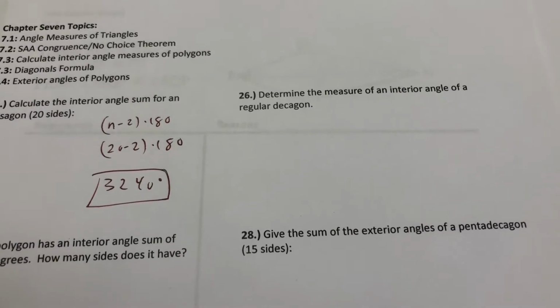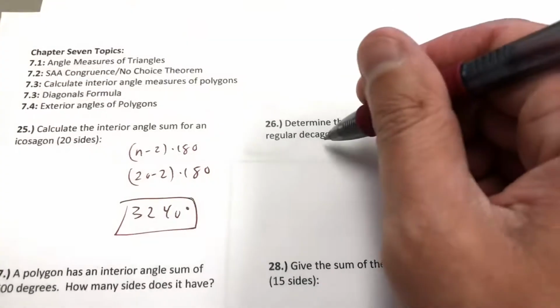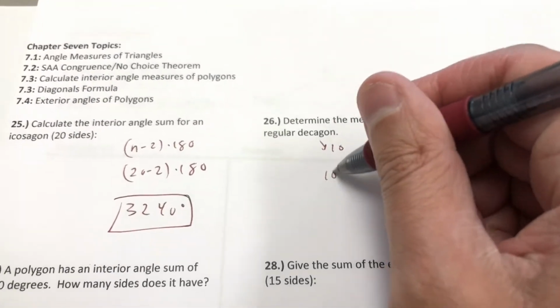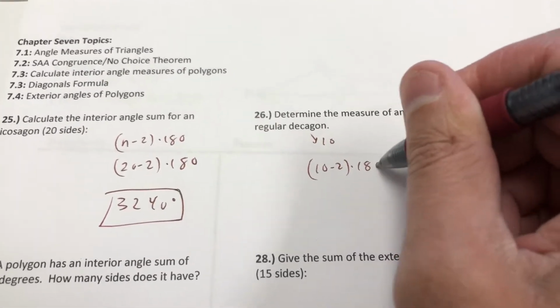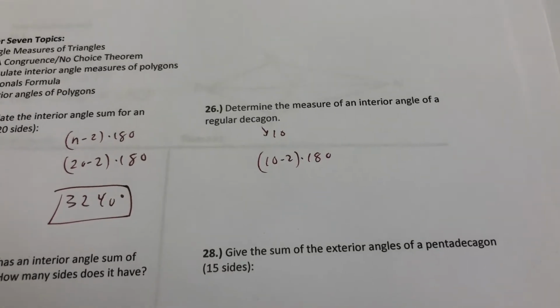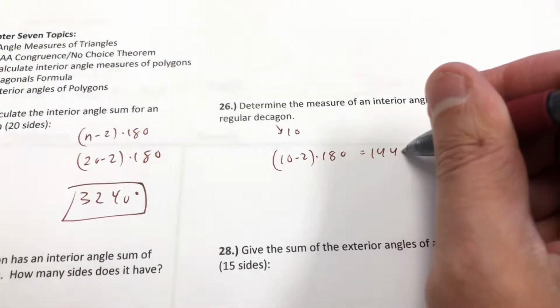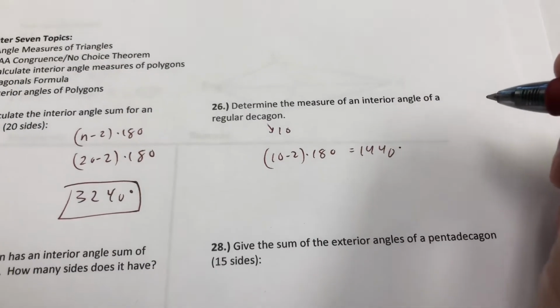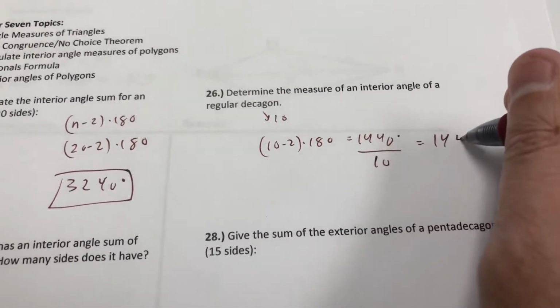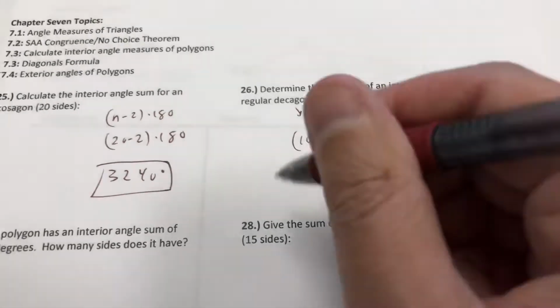Second one here, measure of an interior angle of a decagon. A decagon has 10 sides. Two ways you can do it. You can do number of sides minus 2 times 180, and that's going to be 1,440 degrees, all 10 angles. If you divide that by 10, it tells you that the measure of one angle is 144 degrees.